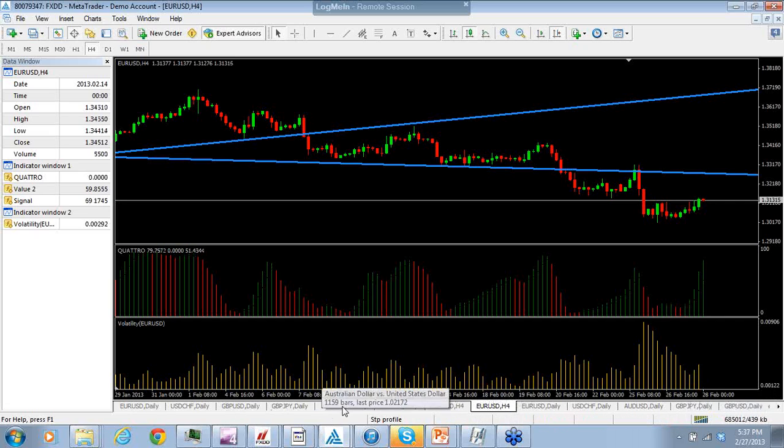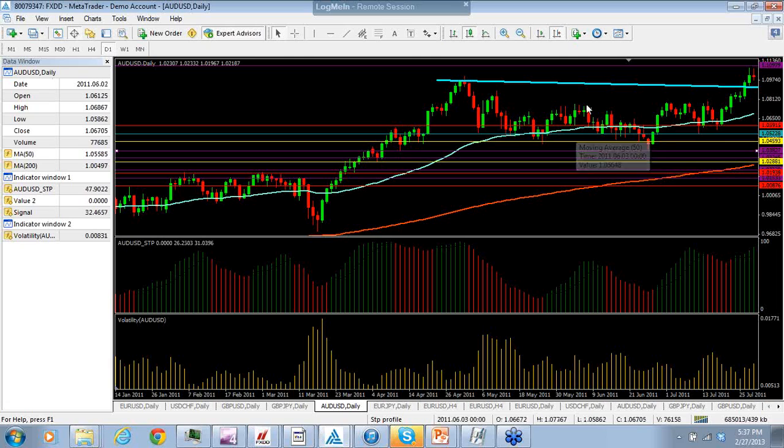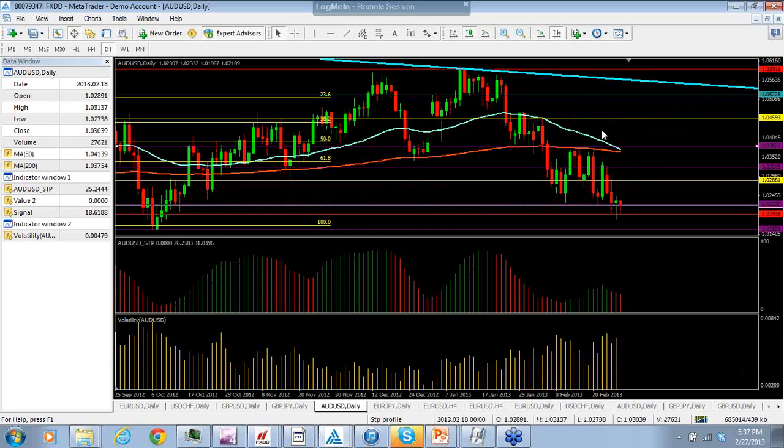So if I look at the Aussie dollar, right now I've got it on the weekly, but if I put it back to the daily, what you'll find is that if you place your cursor on the bar that it pertains to, you can see the proper readings. And I believe on that particular day it was 63 pips.